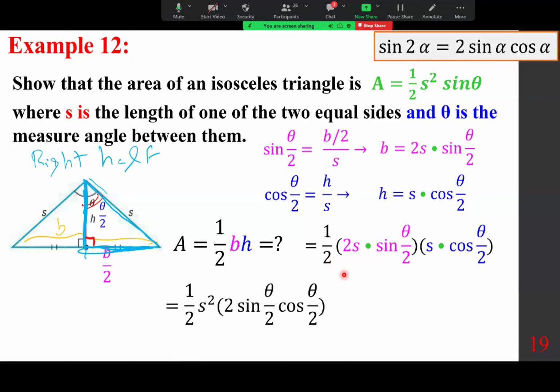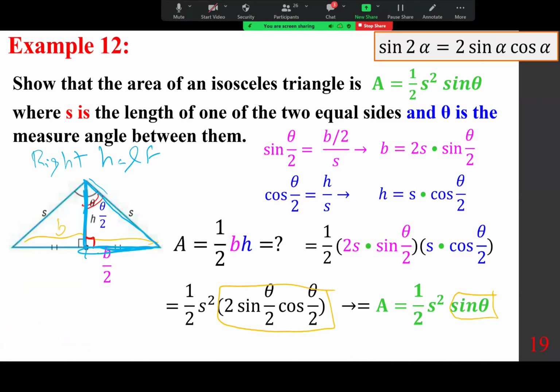1/2 s and s is s squared. We keep the 2. We're not going to get rid of the 2. 2 sine theta over 2 cosine theta over 2. Why do we do that? Because we should recognize this according to this sine of 2 alpha, sine of 2 times theta over 2. This means sine of theta. This is sine of theta. And that's the proof.